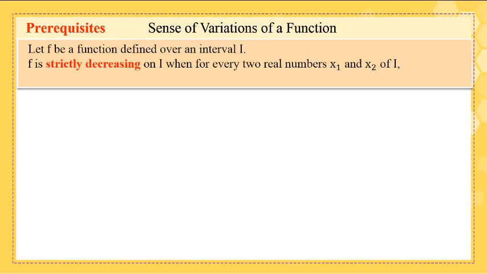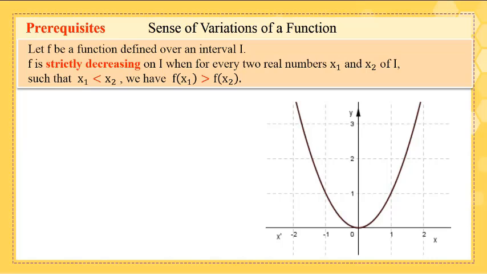F is strictly decreasing on I when for every 2 real numbers x1 and x2 of I, such that x1 less than x2, we have f of x1 greater than f of x2. This graph shows that on minus infinity 0, the function is strictly decreasing.